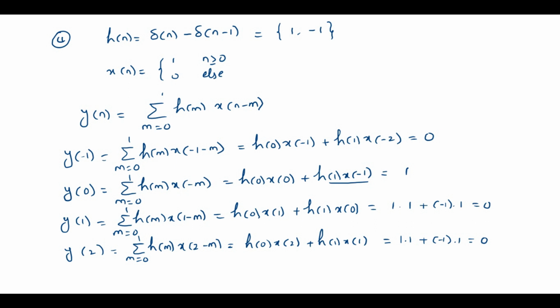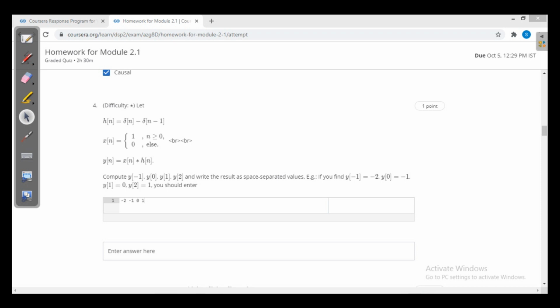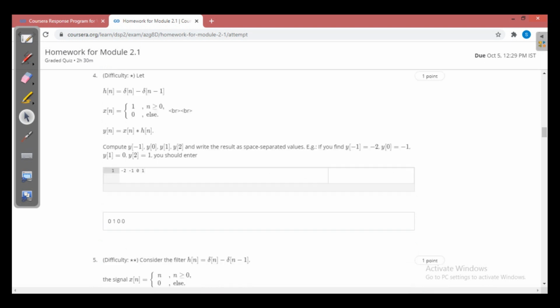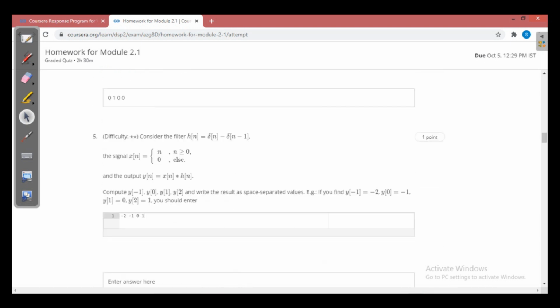Okay. Now the result is the 4 samples 0, 1, 0, 0. So 0, 1, double 0. We need to enter these 4 values separated by commas: 0, 1, 0, 0. Okay. Next, the fifth one.